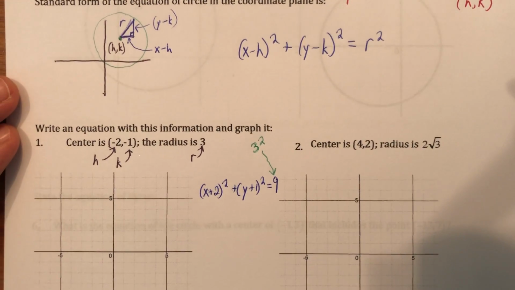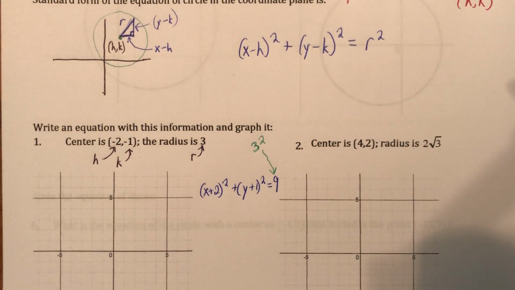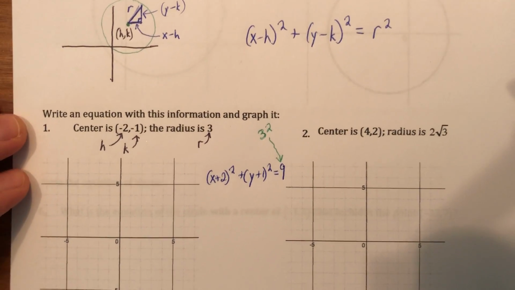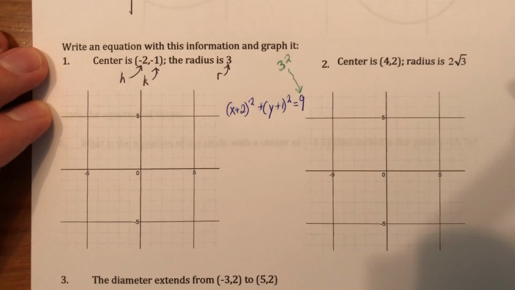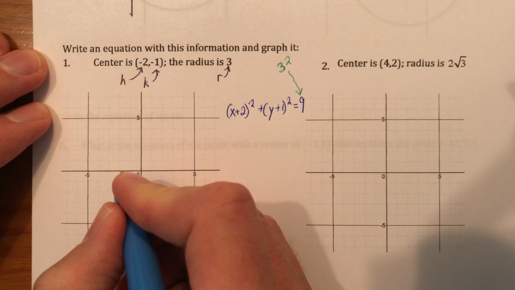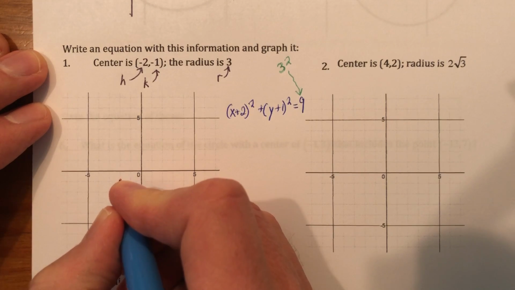Okay, I also want to graph it, and this is going to be the easy part. So I'm going to look at my coordinate plane, and I'm going to find the center. So I'm going to plot the point -2, -1. So let's come over here. We'll do it in red. -2, -1, so there's the center.